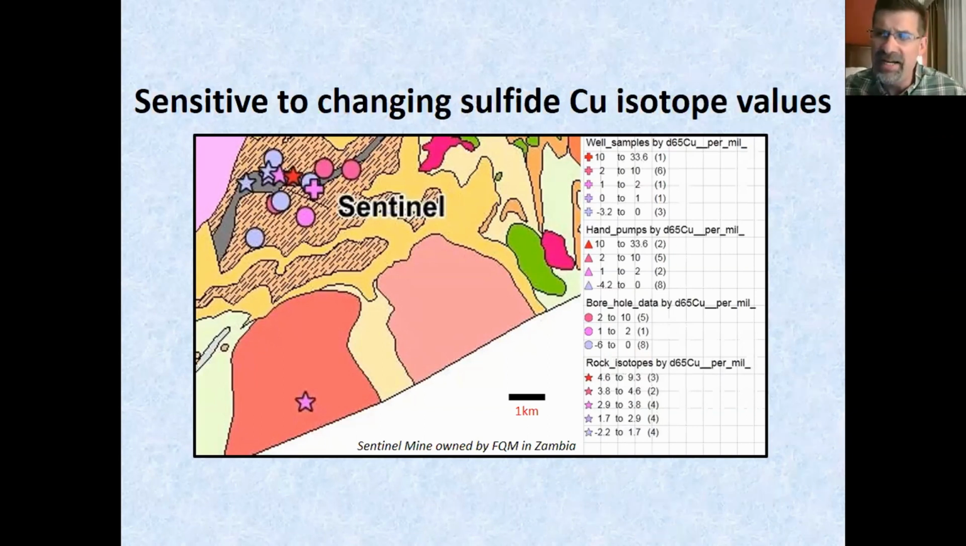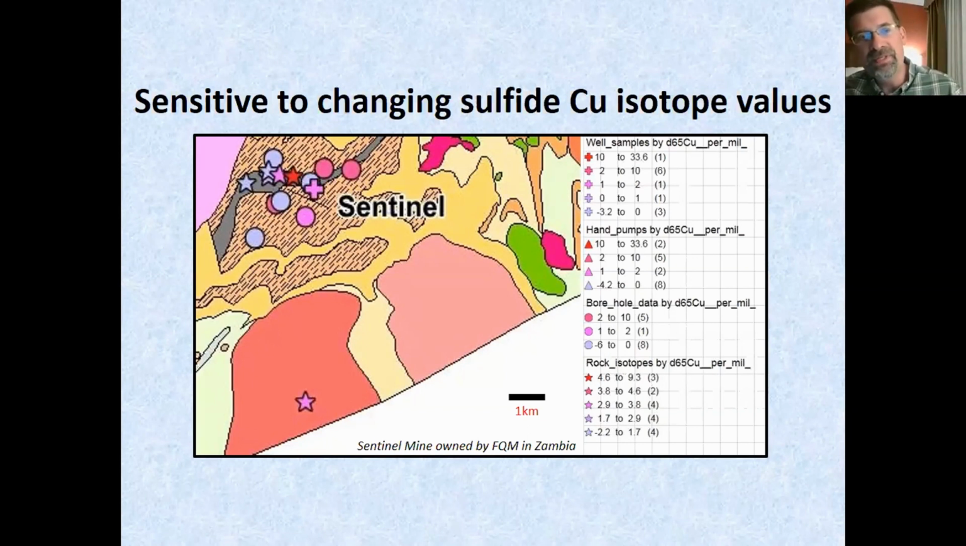What's also interesting here is a study we did with First Quantum, and this is a rather busy diagram. It plots different types of things where we've sampled wells and also rocks. The rocks, meaning minerals in this instance, are chalcopyrite that we sampled in the ore deposit. You can see there's a gradient in the copper isotope values in the chalcopyrite, which is interesting in and of itself.